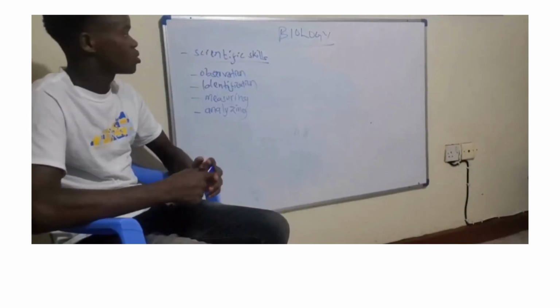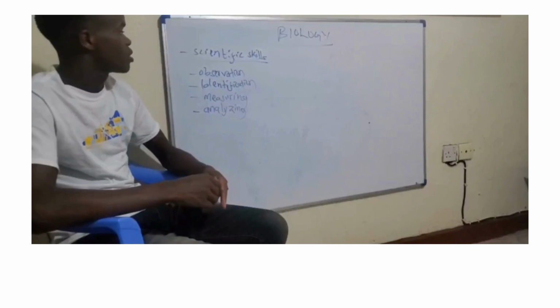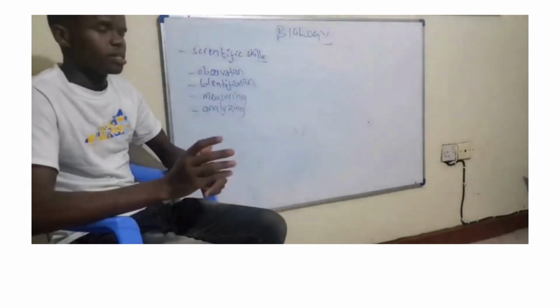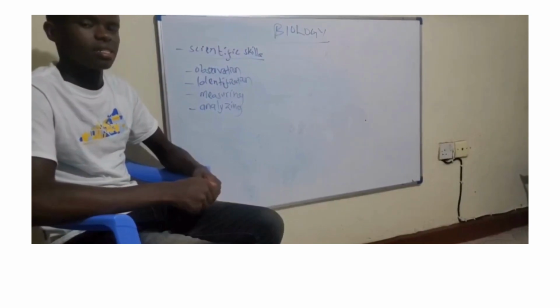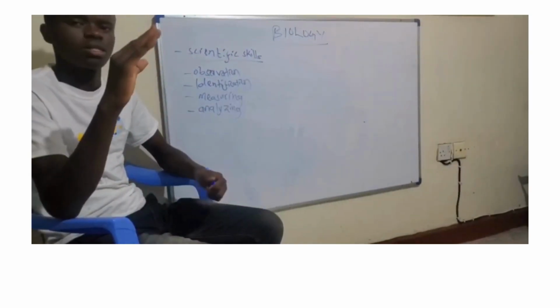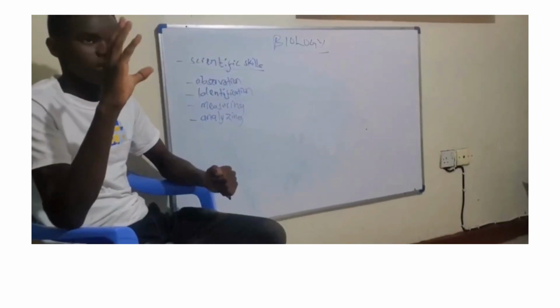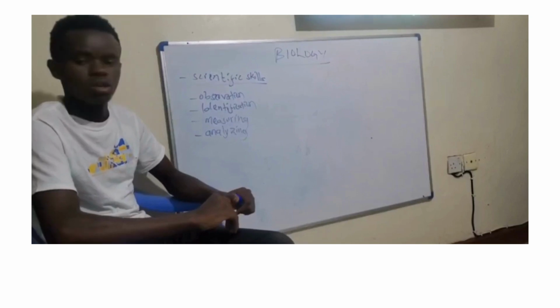I want now to go to the branches of biology. I said earlier that biology is a very vast field, and so even later in life, if you want to specialize in biology, you are going to have to specify a specific part which you want to deal with. Now that's where we get the branches of biology.